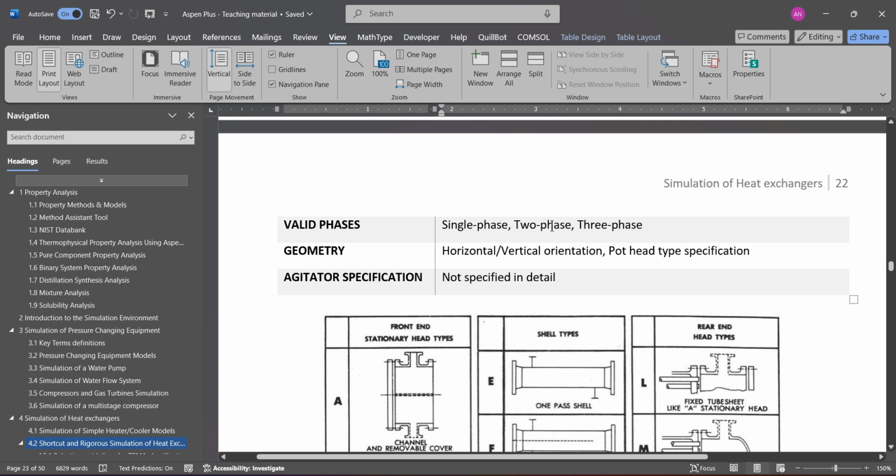We can deal with single phase, two phase, three phase, where the common one is one gas phase and two liquid phases, that is the three phase. The geometry of the heat exchanger can be simulated horizontally or vertically.